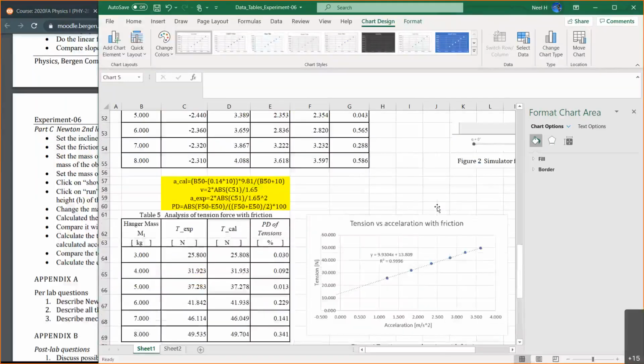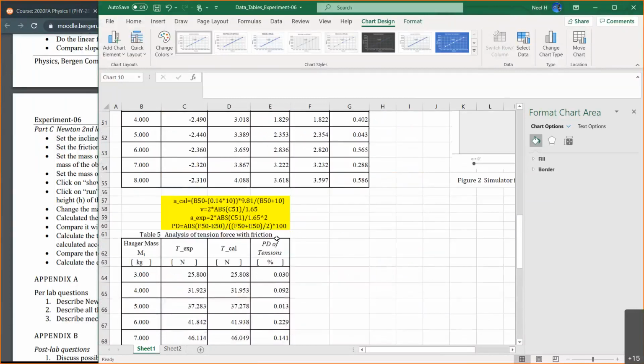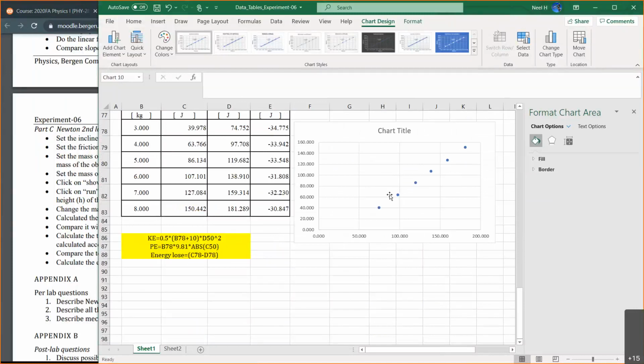That's the idea. If you go back to the previous energy graph right here, E final versus E initial, you can see exactly the graph crossing through zero because there's no energy loss. Even though energy loss is there, it's almost negligible in the previous case. Now you can see it's definitely not going there. It's crossing somewhere else here.